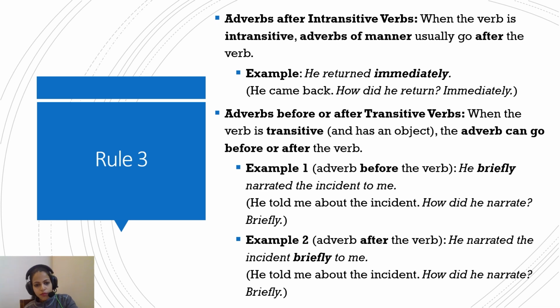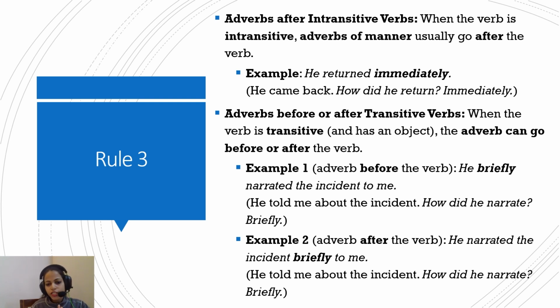Now the second part of the rule, the adverbs before or after a transitive verb. When there is a transitive verb, the adverb can be before also, it can be after also. So, for example, he briefly narrated the incident to me. Now, narration is something that requires an object. So the word narrated is a transitive verb. So here the word briefly can be placed before, or if there were any other adverb, it can be placed after also. In this statement, the word briefly is the adverb that is placed before the transitive verb.